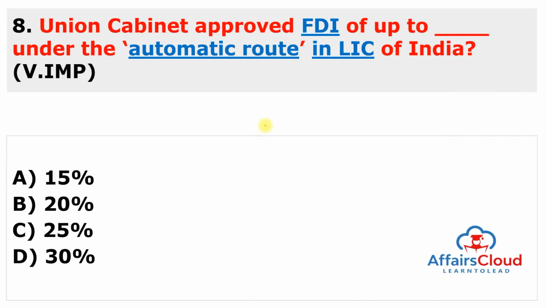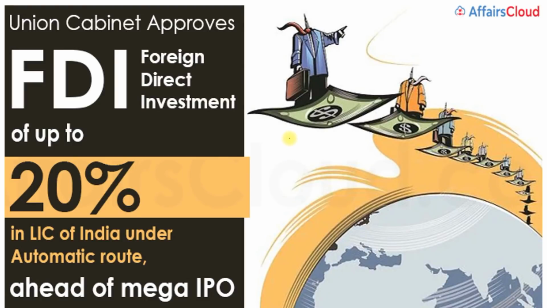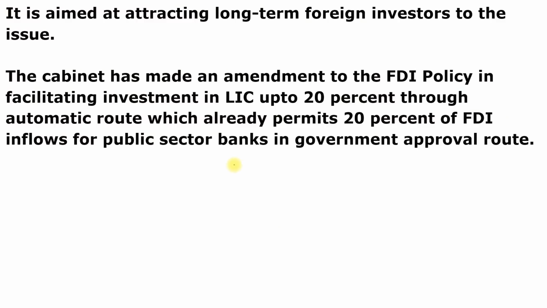Moving to next question. Union Cabinet approved foreign direct investment of up to dash under the automatic route in the Life Insurance Corporation of India. Very static question. You have to just remember, this is 20%, up to 20% of FDI is allowed in LIC by automatic route. So this is recently decided by Union Cabinet. Union Cabinet approved this foreign direct investment of up to 20% under the automatic route in the Life Insurance Corporation ahead of the mega initial public offer or IPO of the LIC of India in the mid of March 2022. So remember, LIC IPO will be launched in the mid of March 2022. So you can see here, it is aimed at attracting long-term foreign investors to the issue.